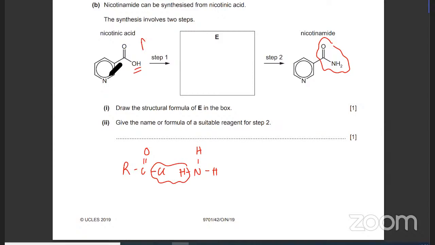How do you do that? That's PCl3 plus heat, or SOCl2 plus heat. So this molecule turns into an acyl chloride, and then you can obviously react it with NH3, and the HCl will get knocked out.